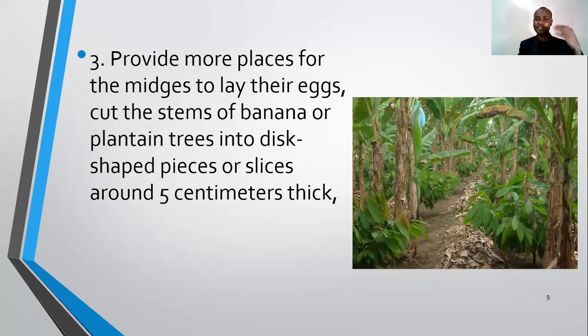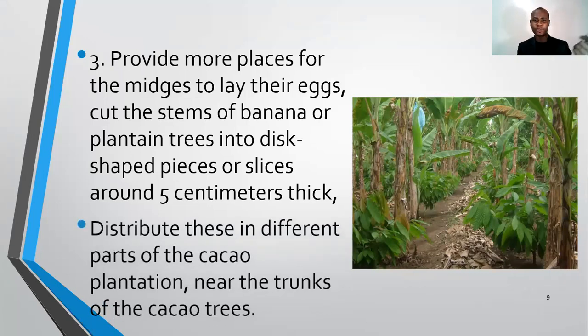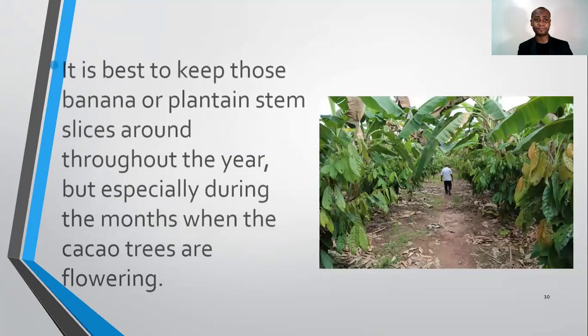Then cut some of the stems and put them everywhere on the farm. When they get rotten and moist, the midges will lay their eggs there. So all these things, you have to distribute them to the different parts of the plantation. Take note of this. These are some of the ways you can help to multiply the colony of midges on your farm.